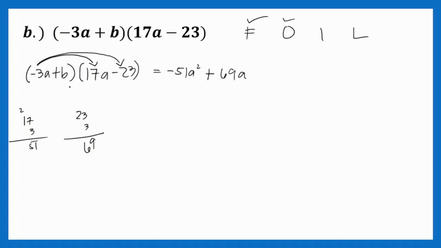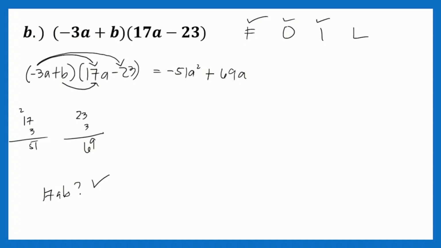Alright? Next, let's have naman yung inner. Ito yung inner. B times 17A. Alright, may number ito pero 1. 1 times 17, that is 17. Tapos, A and B, hindi naman pwedeng magsama. So, tama ba ako? The answer is 17AB. Tama? Yes. The answer is 17AB.